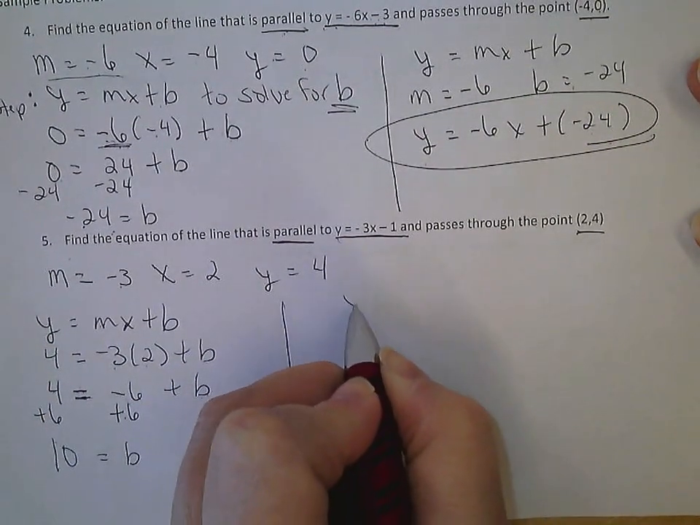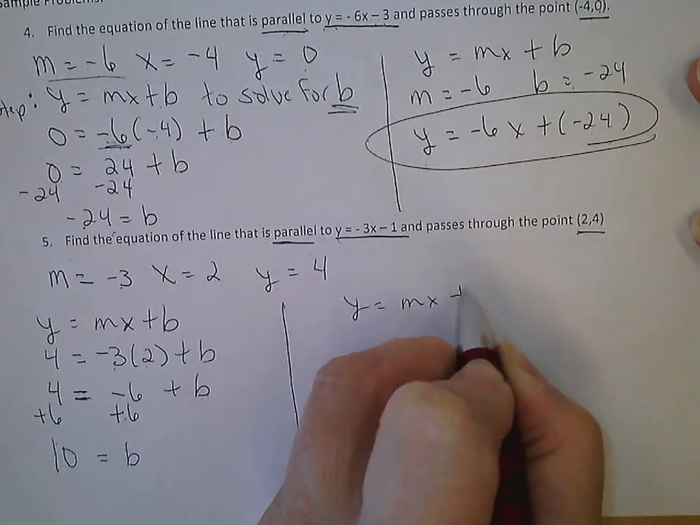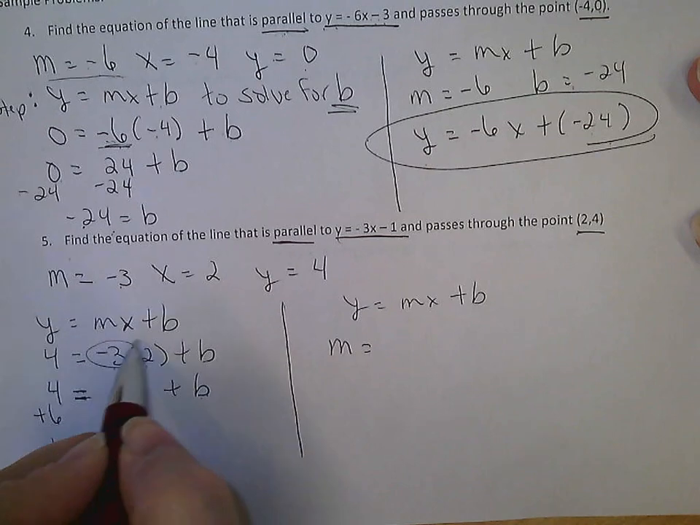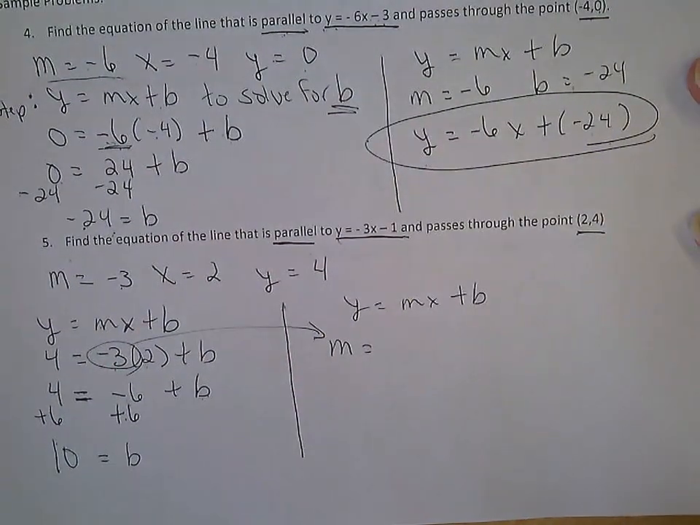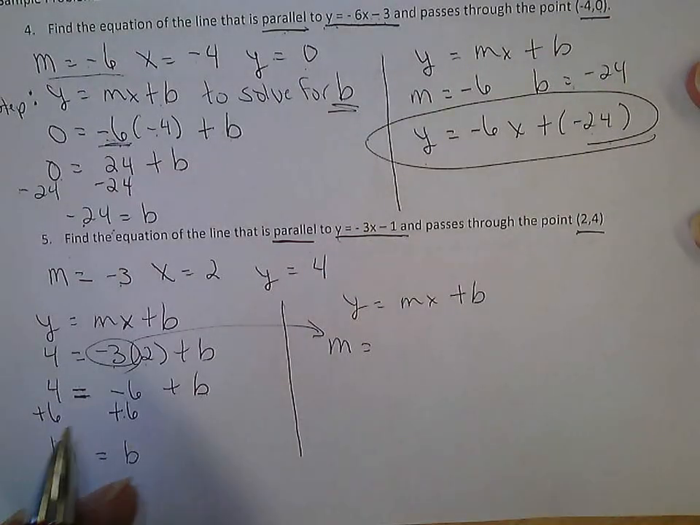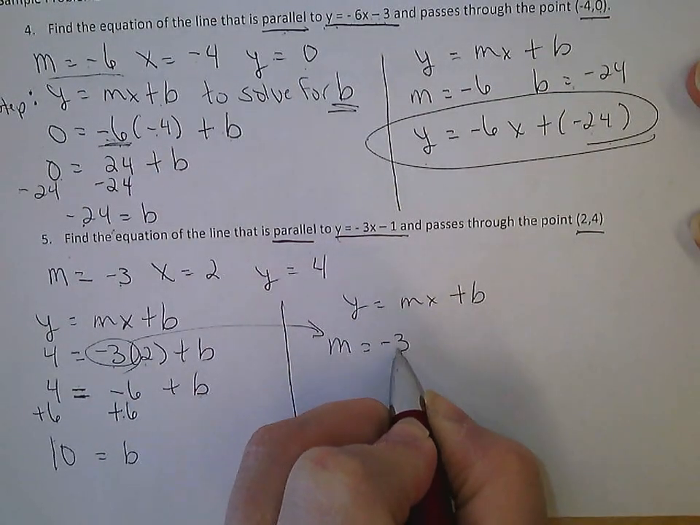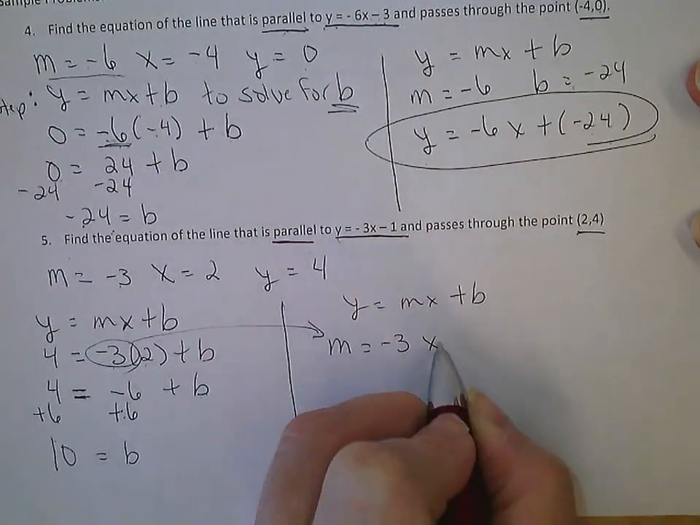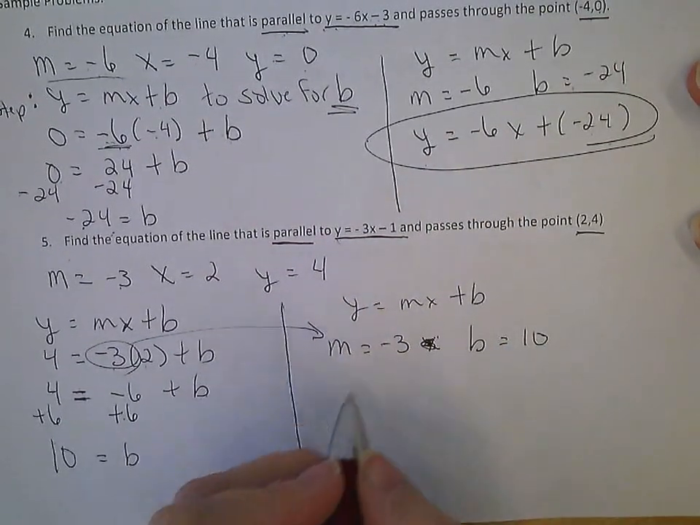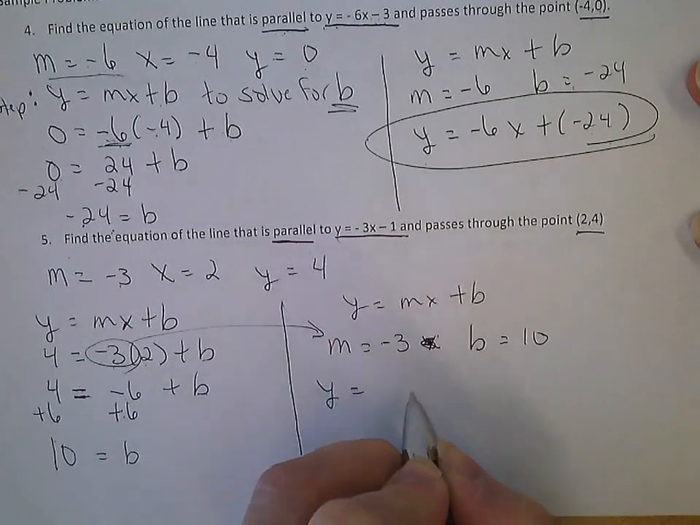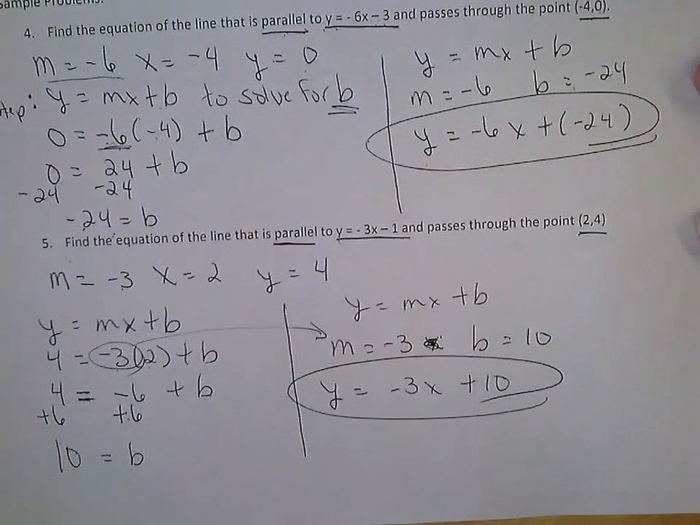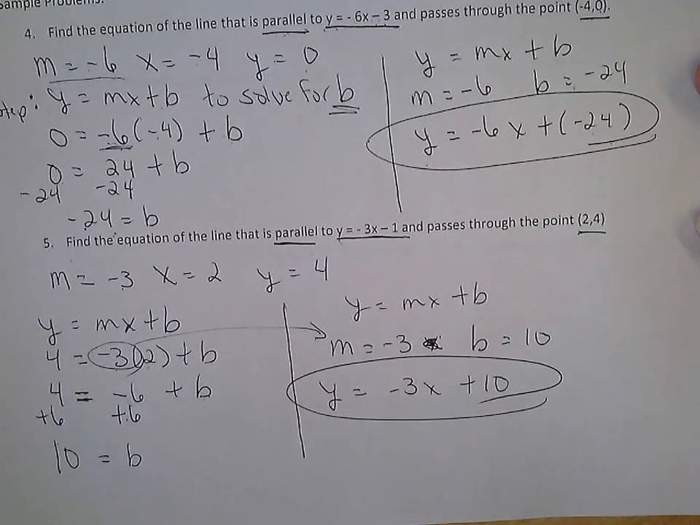Our second step, y equals mx plus b again. m equals this -3, which goes here because that's the one we used in our equation. We're going to keep our b, which is 10, and then we're going to write it right in here. y equals -3x plus 10. And that's the equation of the line.